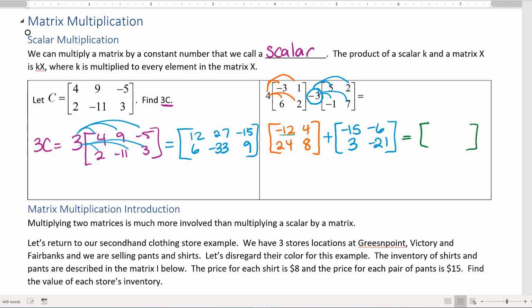So I have negative 12 plus negative 15. Notice the two matrices are the same size, so they're going to produce another matrix the same size. So in the first row, first column, I'm getting negative 27. On the first row, second column, I'm going to add 4 and negative 6, and that gets me negative 2. Then I'm going to add 24 plus 3 to get 27 for the second row, first column. And then last, I take the 8 plus a negative 21, which gives me negative 13 for the second row, second column. And that's how you complete scalar multiplication.